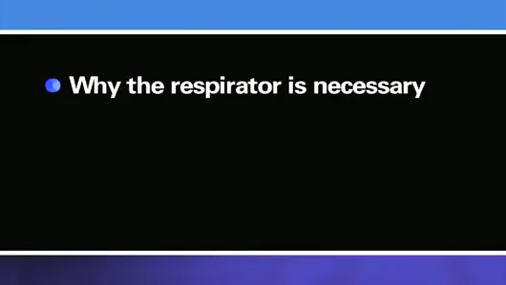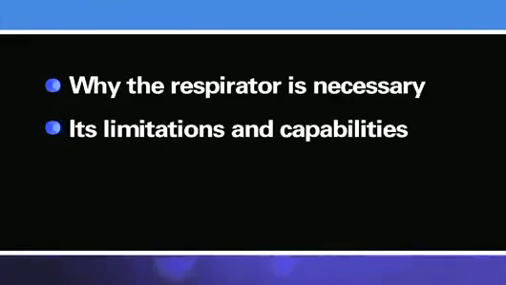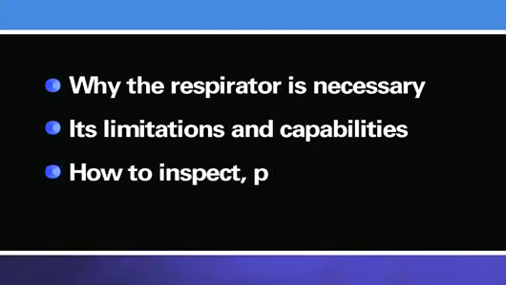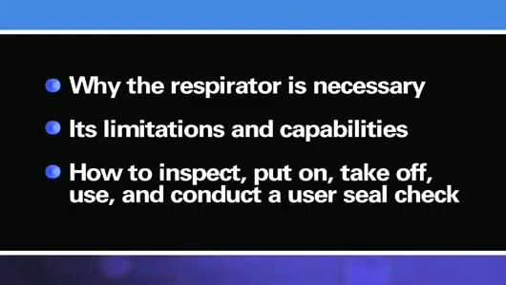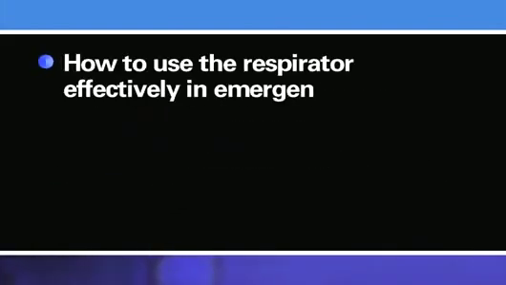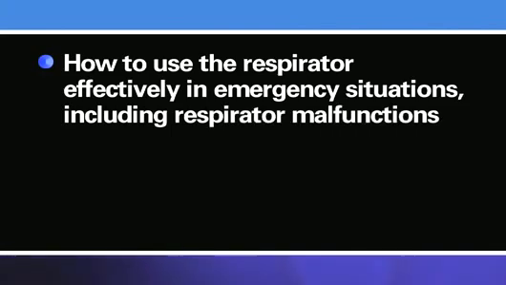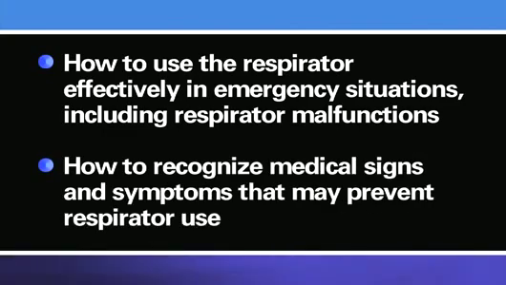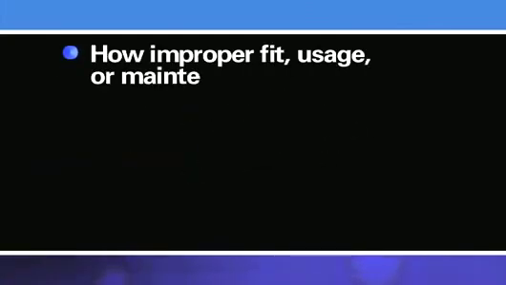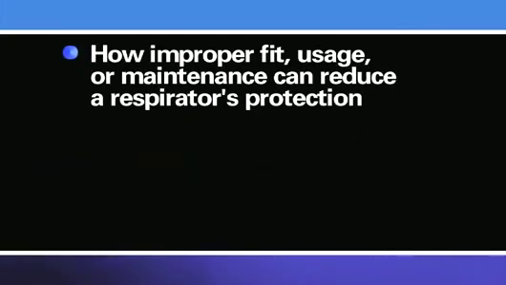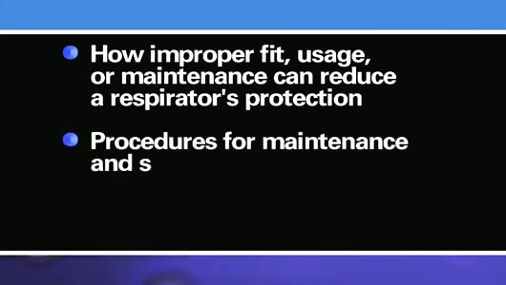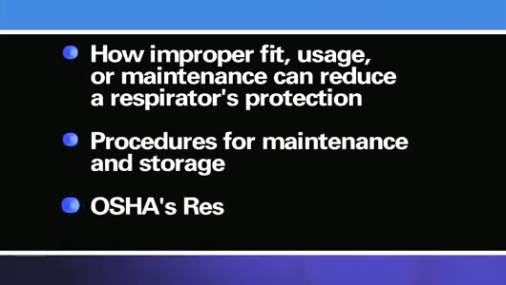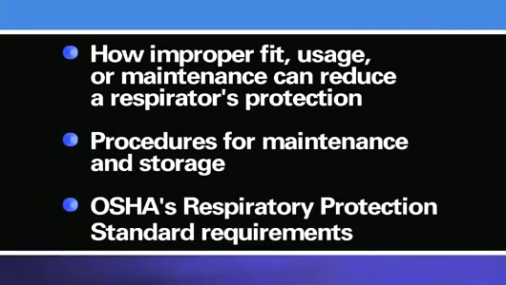Why the respirator is necessary, what the limitations and capabilities of the respirator are, how to inspect, put on, and take off, use, and conduct a user seal check of the respirator, how to use the respirator effectively in emergency situations, including situations in which the respirator malfunctions, how to recognize medical signs and symptoms that may limit or prevent you from using a respirator, how improper fit, usage, or maintenance can reduce a respirator's protection, what the procedures are for maintenance and storage of the respirator, and the requirements of OSHA's respiratory protection standard.